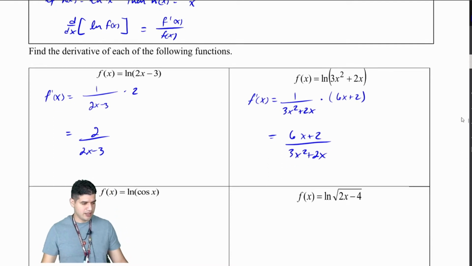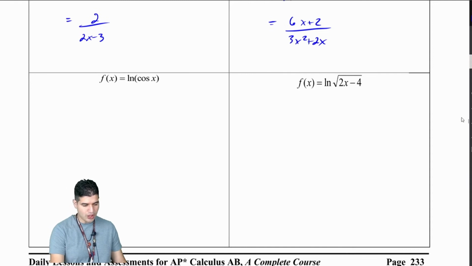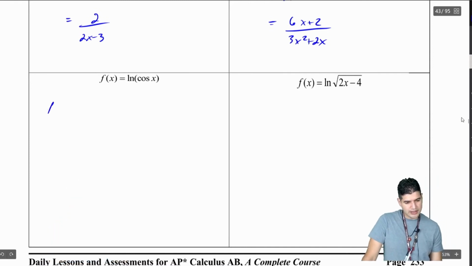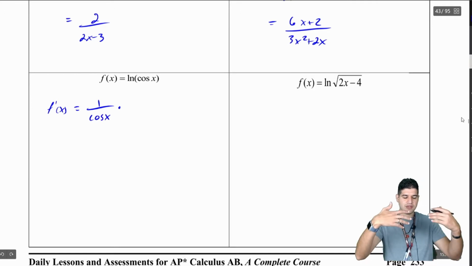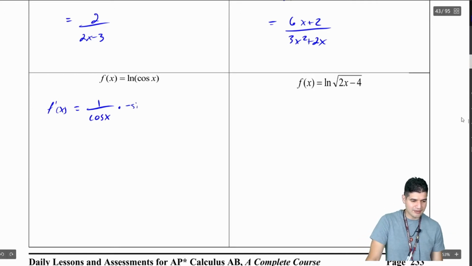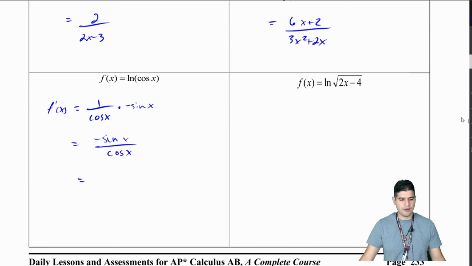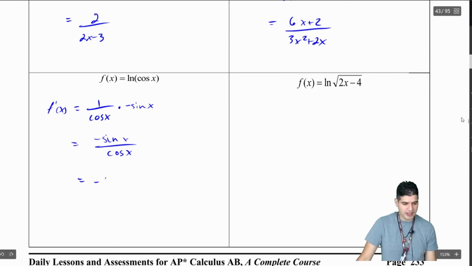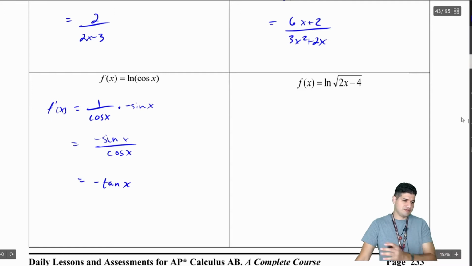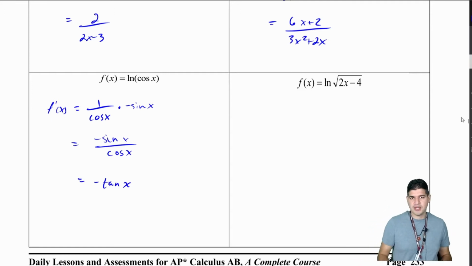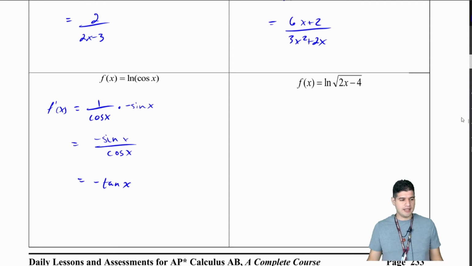All right, so now we're going to move down here to natural log of cosine of x. We're going to go through it the exact same way. The derivative of f is going to be 1 over cosine of x times the derivative of cosine, which is negative sine x. So I'm going to get negative sine x over cosine x. And your trig senses should be tingling right now, because sine over cosine is just tangent. You're going to get negative tangent x. So it can be really simplified sometimes when you're working with trig identities.